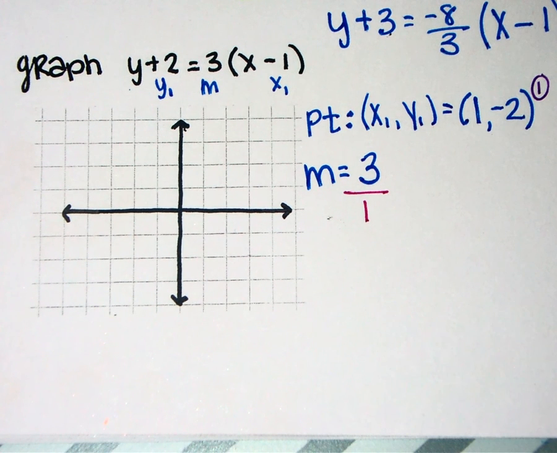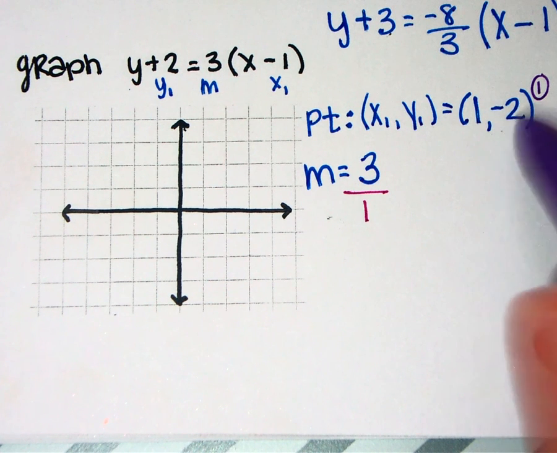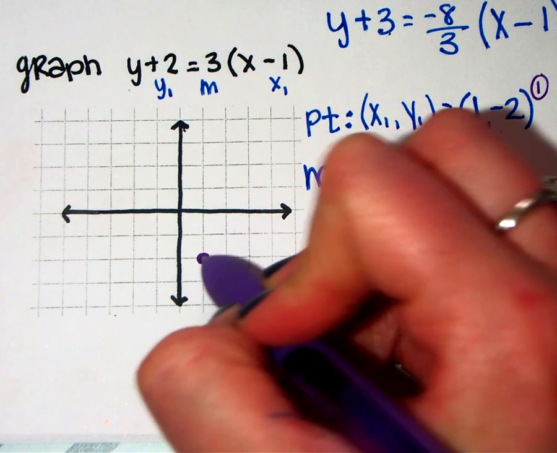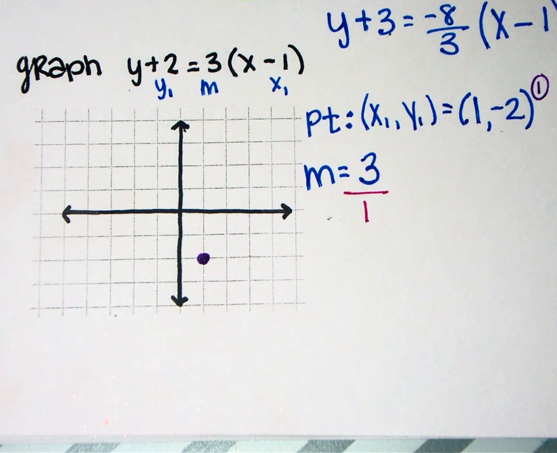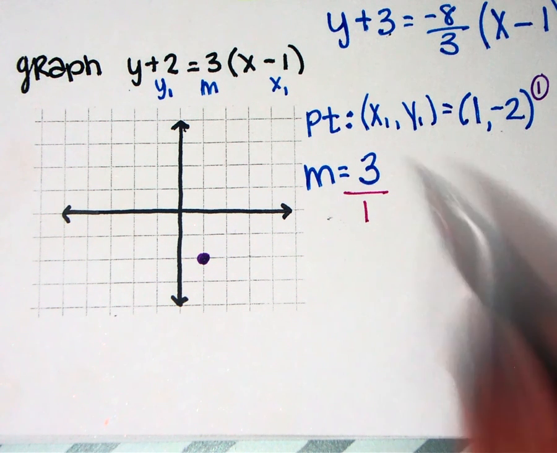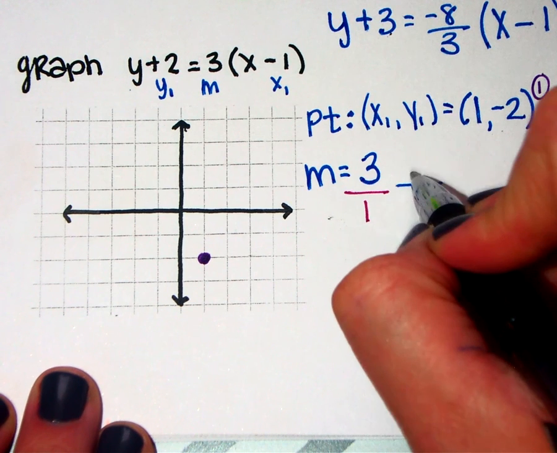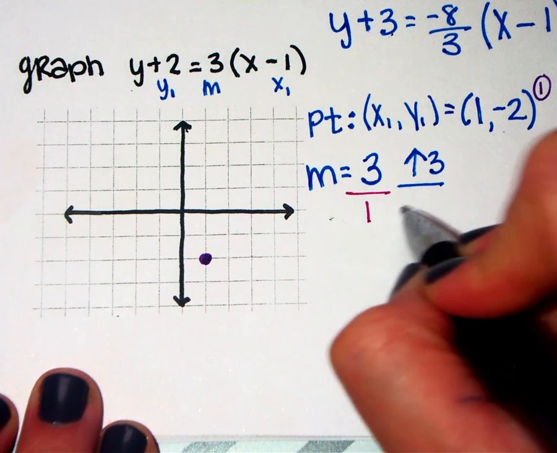It's different from slope-intercept form because we're not graphing on the y-axis, we're graphing the point first. 1 comma -2. 1, -2. You have to plot that point first. The line has to go through it. Plot your point, and then from your point, you plot your slope. 3 over 1 really just means up 3, right 1.